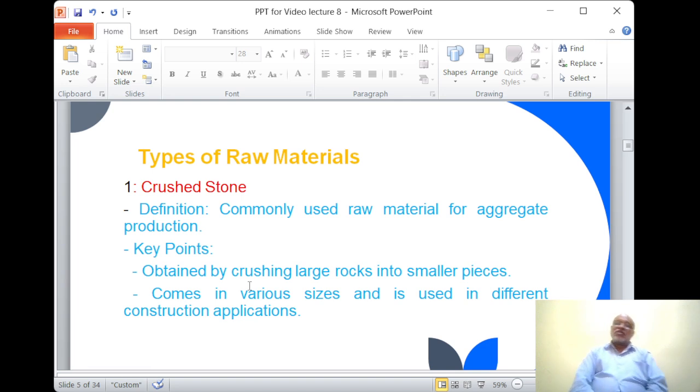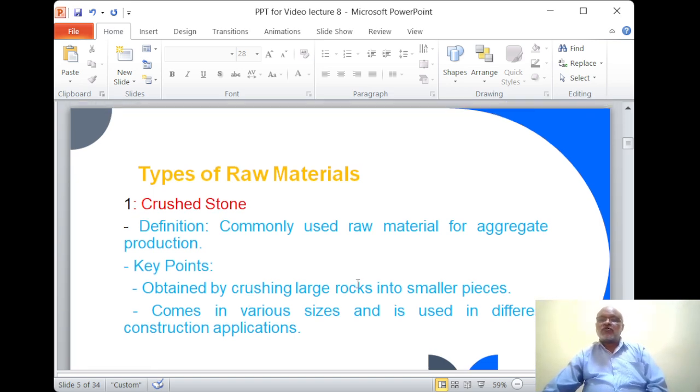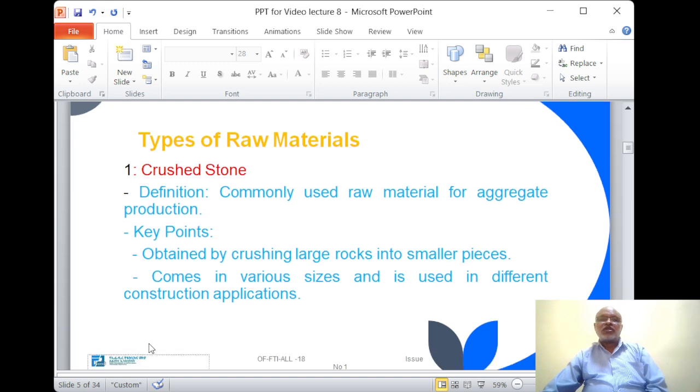Among the different raw materials, the most important and the most common type is crushed stone, which is used in concrete production. So when you define crushed stone, it's a commonly used raw material for aggregate production, and it is obtained by crushing large rocks into smaller pieces. And it comes in various sizes and is used in different construction applications.